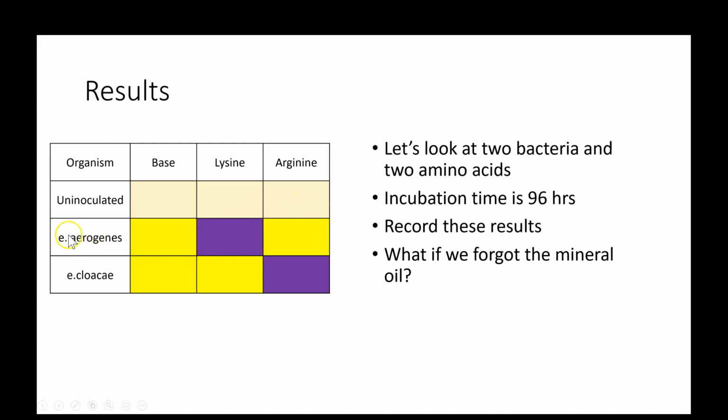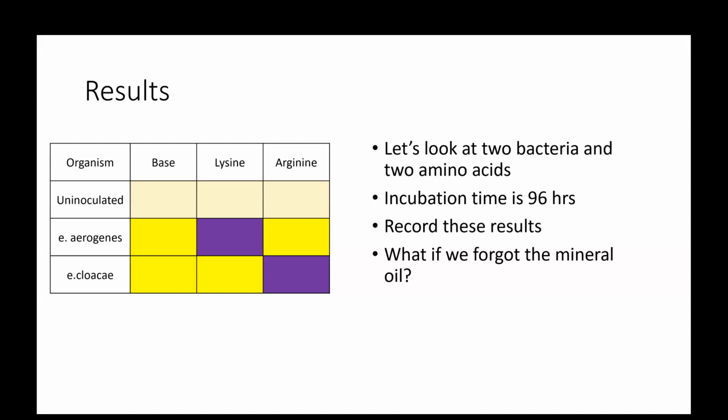So we can see here that we have 2 bacteria, Enterobacter aerogenes and Enterobacter? Oh, that might be Escherichia. I forget what the genus name of cloacae is. But we're going to look at these two bacteria in regards to their ability to decarboxylate the amino acid lysine and the amino acid arginine. So let's go ahead and you go ahead and record these results as if you were doing this in class.